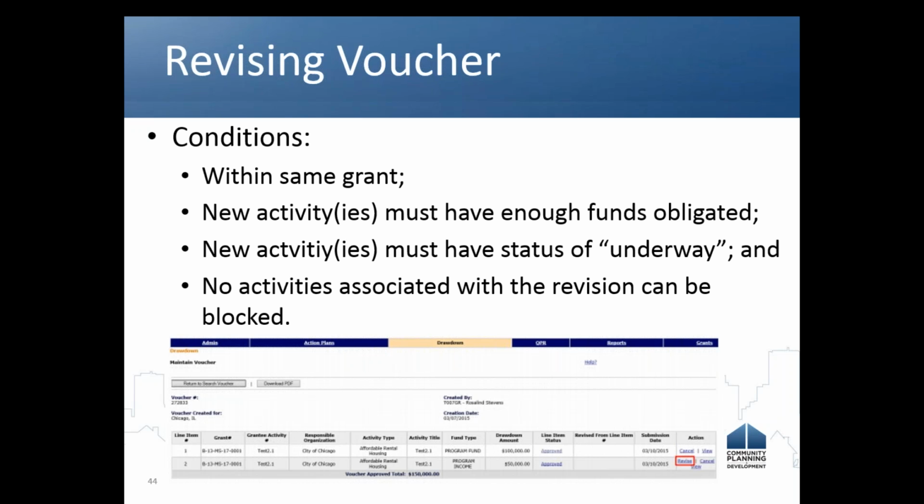Rather, you're going to have to go in and revise the old voucher. So that $50,000, oops, wasn't supposed to be $50,000. We were only supposed to request $30,000. So I need to take $20,000 of that voucher and move it.